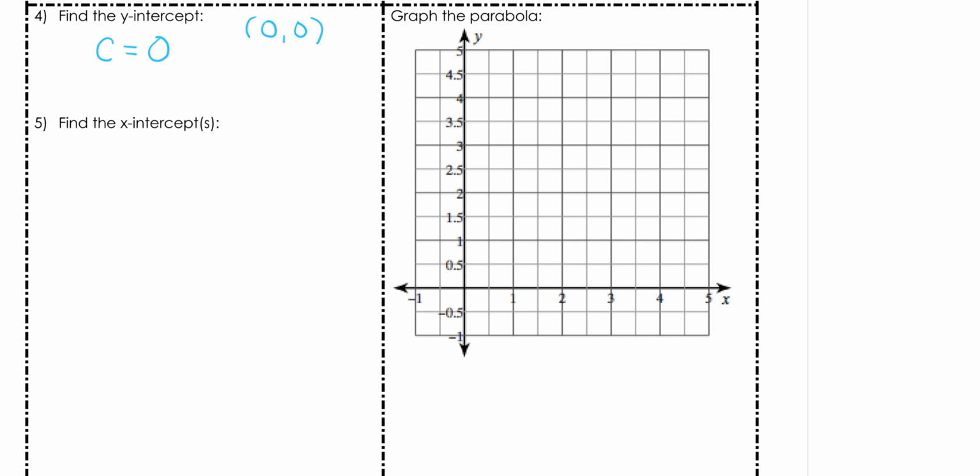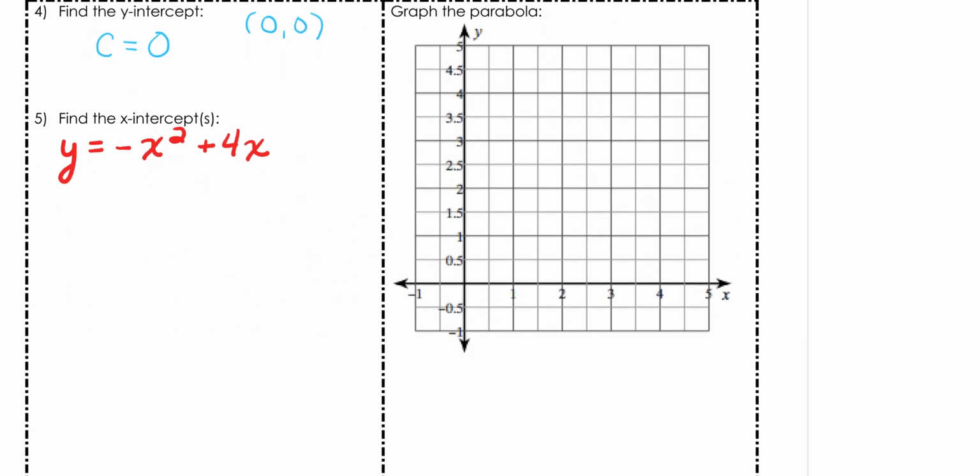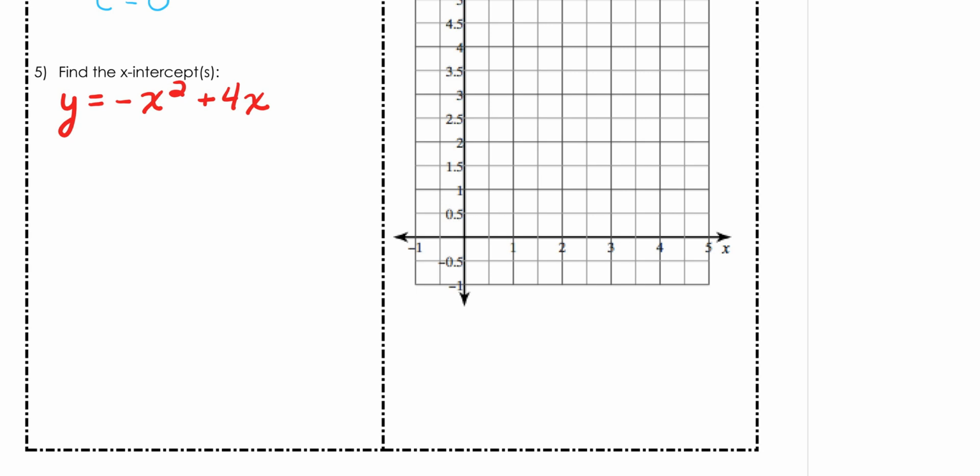find the x-intercepts. Okay, so if we're looking for the x-intercepts, we had two options. We're either going to factor or we're going to use the quadratic formula. I'm going to write down the equation again. y equals negative x squared plus 4x. Okay, let me check if that's the correct equation. Yep, negative x squared plus 4x. All right, so what I'm going to do is I'm going to factor. I think that's going to be a lot easier in this particular example.